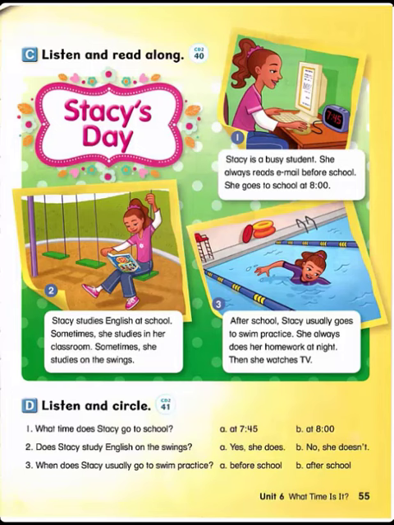Page 55. D. Listen and circle. Number 1. What time does Stacy go to school? Number 2. Does Stacy study English on the swings? Number 3. When does Stacy usually go to swim practice?